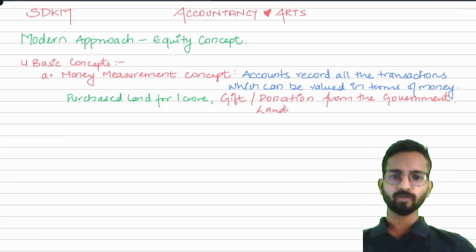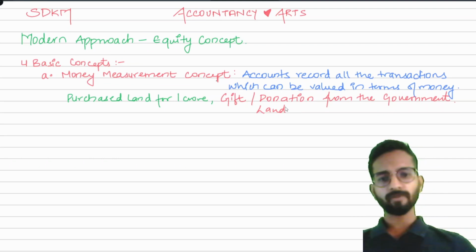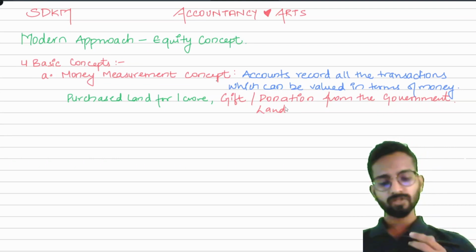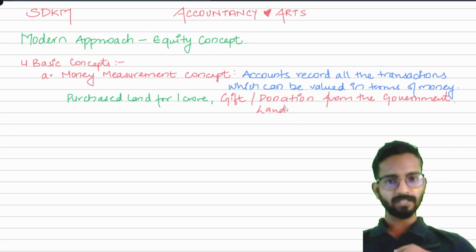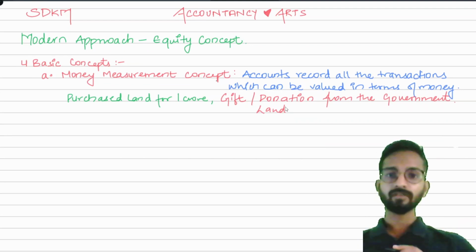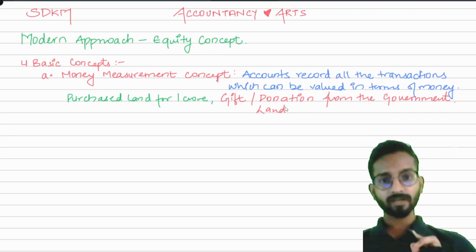Suppose I want to open a charitable hospital and the government tells me, okay, we will provide you the land to construct the hospital. Now you will say, sir, you received the land but you have not made any payment to the government. Will you still write that land in the books of accounts? Will accounts allow that? Accounts will definitely allow that. But why, sir? You said money should be involved. I am saying if the transaction can be valued in terms of money.